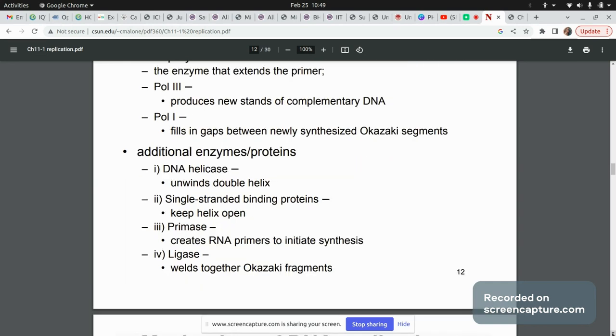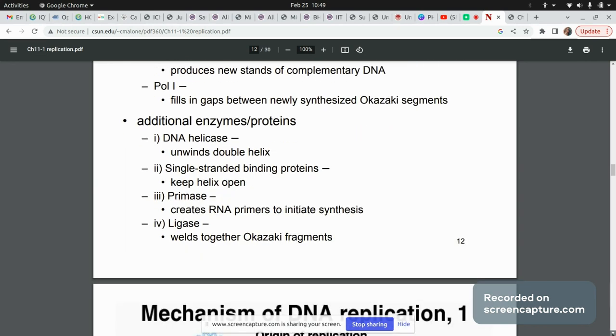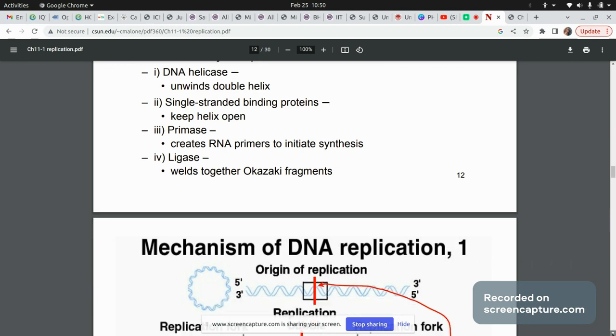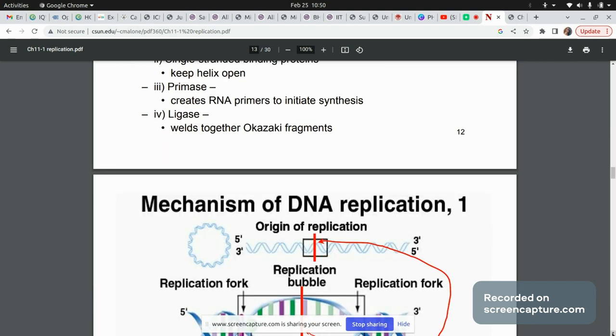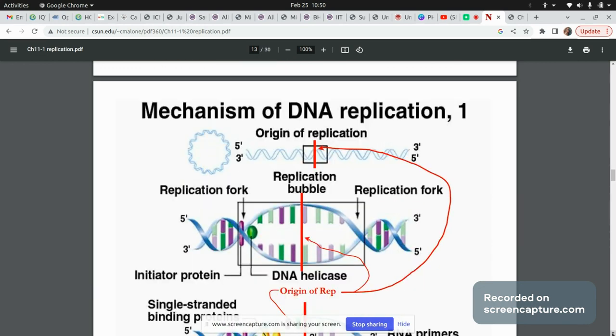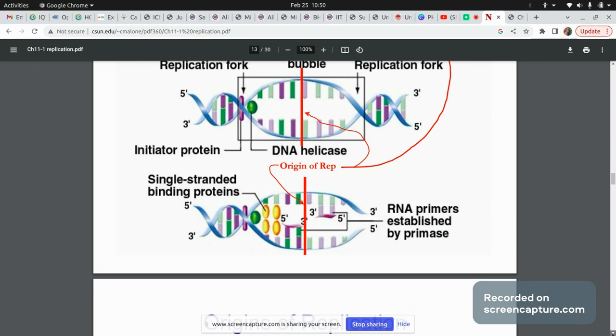Additional enzymes and proteins: DNA helicase unwinds the double helix, and single-stranded binding protein keeps the helix open. Primase creates an RNA primer to initiate synthesis. Ligase welds together Okazaki fragments. Mechanism of DNA replication. Figure.